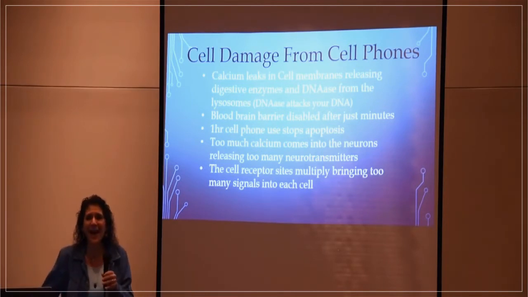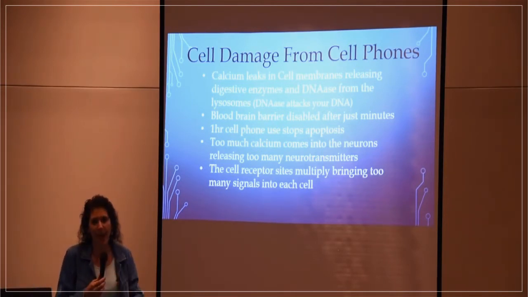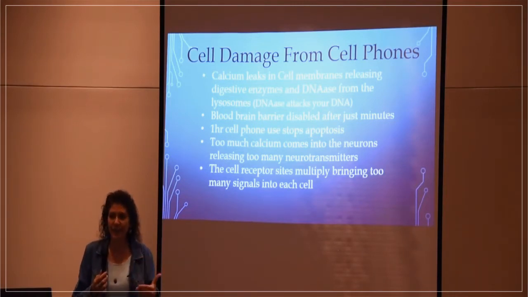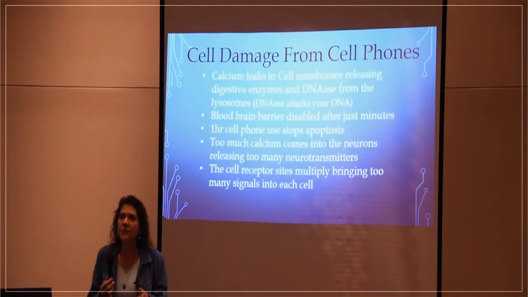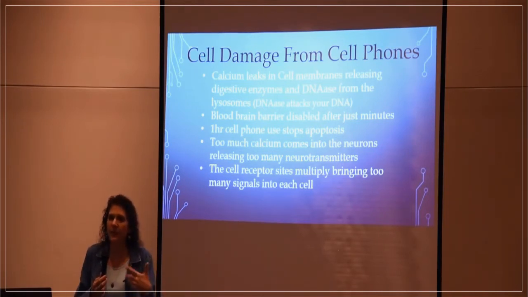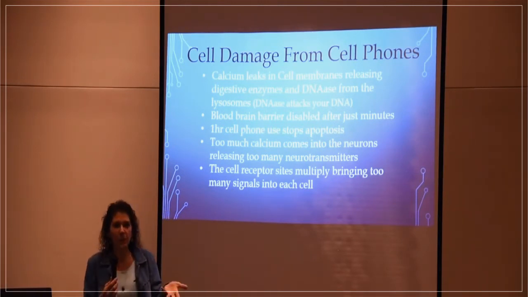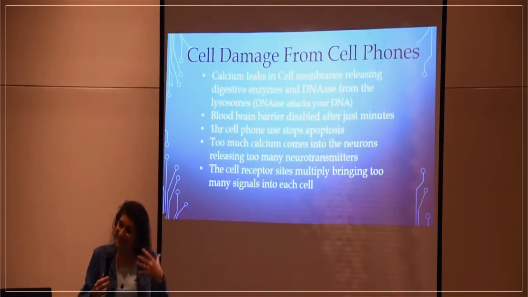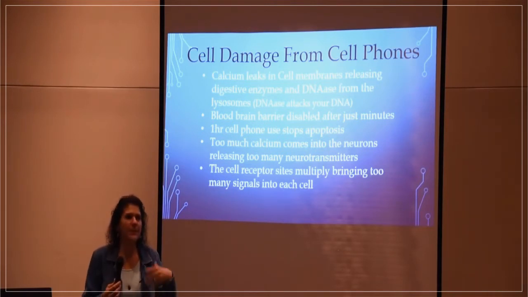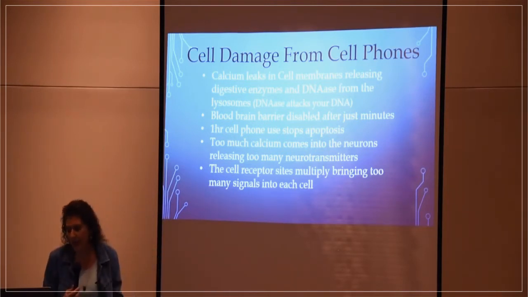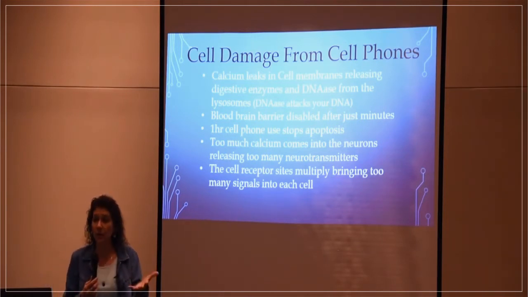Next one, 1 hour on the cell phone will stop apoptosis. Now this, of course, is dangerous. Cells have their own natural death cycle called apoptosis. If you're taking something like capsule T, we use that to cure cancer, and it kills off cancer cells. But if you're on the cell phone, well, what good is that going to do? Or if you're sleeping over a router, or you're in the room with a smart meter on the outside of the wall, because you literally are stopping apoptosis, which is cell death, by staying on that cell phone or being exposed to Wi-Fi. Too much calcium comes into the neurons, releasing too many neurotransmitters.